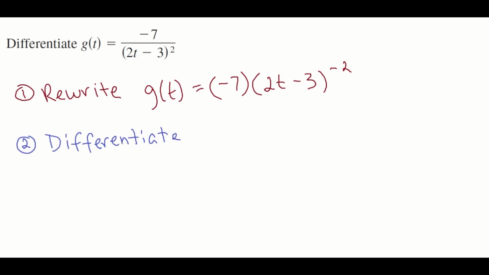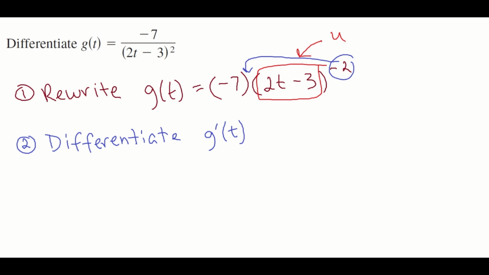Now we can use the general power rule, which is a form of the chain rule. In this example, we'll set 2t minus 3 as the inner function. I'll label that u. To get the derivative, g prime of t, let's bring the exponent down and multiply with the constant, negative 7. So negative 7 times negative 2 is 14. We're going to multiply that by u, raised to the negative 2 minus 1 power, which is negative 3.